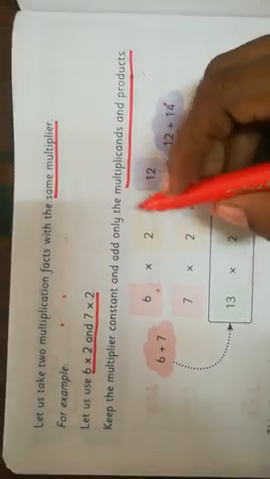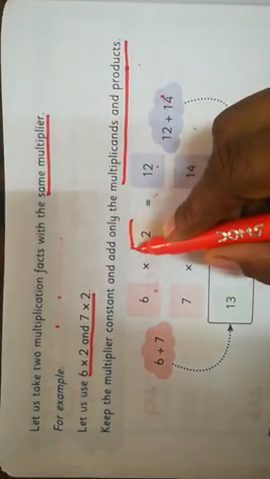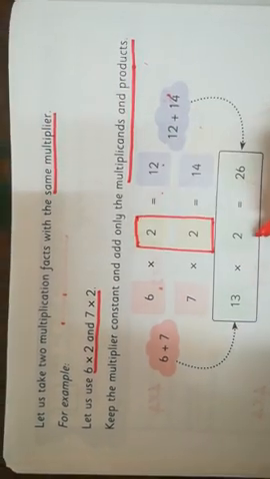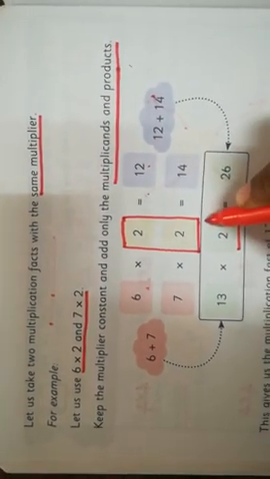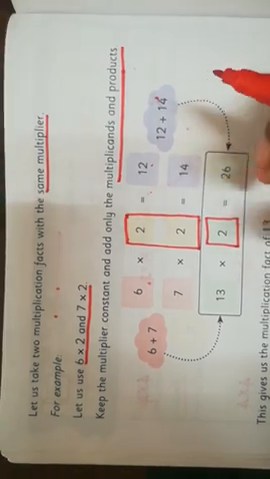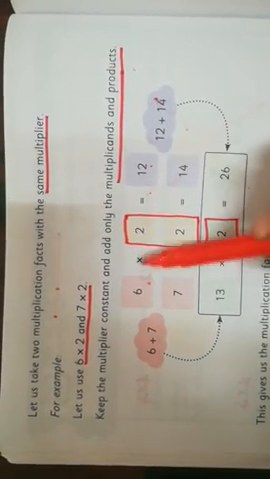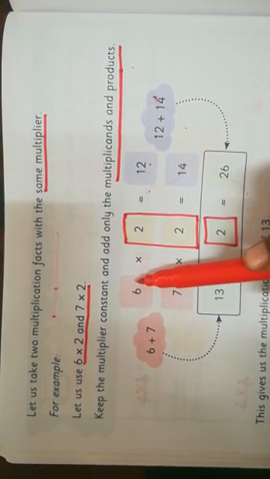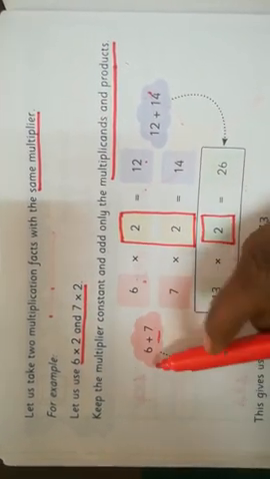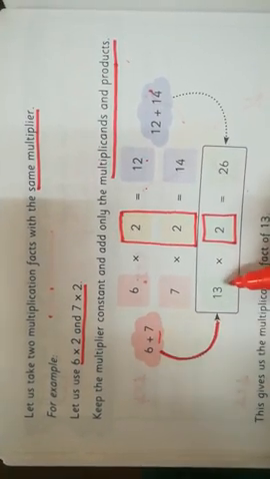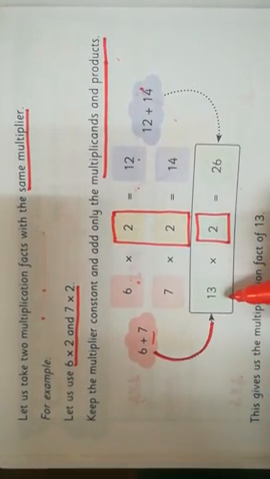We have to write the multiplier as constant. You have to write the number 2 like that, children. Then we have to add the multiplicand and product of the numbers. See here, multiplicands are 6 and 7. So we have to add the numbers. 6 plus 7 will be 13. So we have to write the number 13 here.